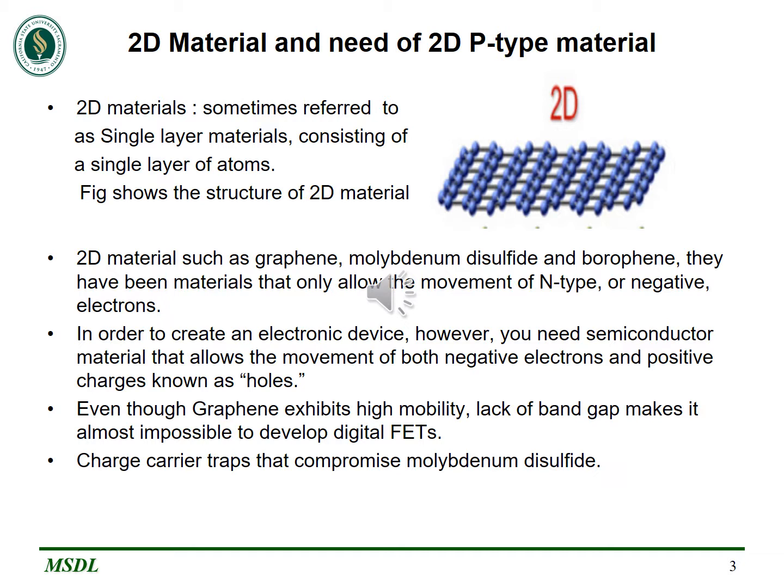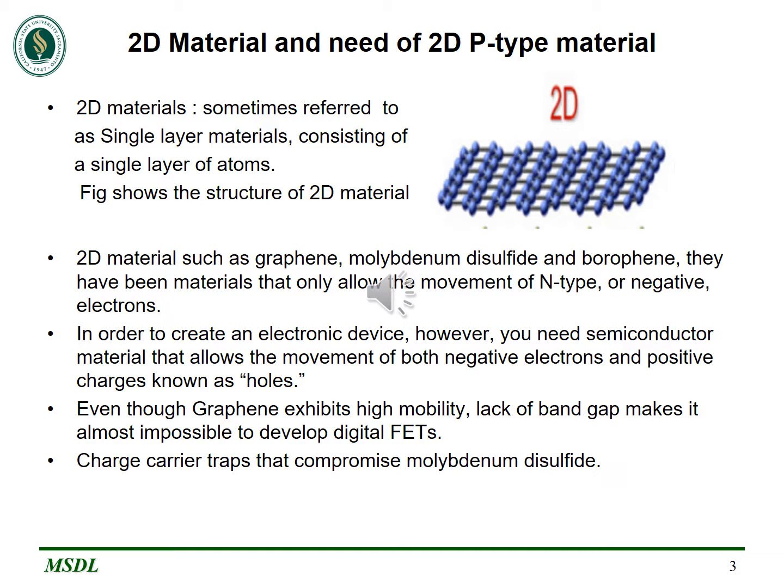We have a number of materials such as graphene, molybdenum disulfide, borophene, but these are materials that only allow the movement of negative charge carriers, that is electrons. But in order to have electronic devices, we need a semiconductor material that allows the movement of both types of charge carrier, the negative electron and the positive charge carrier known as holes.